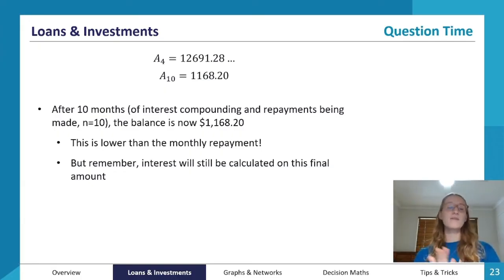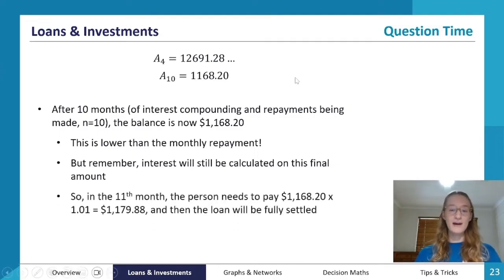But what we actually need to remember to do is apply interest to this final amount, because it's not like the bank's just going to say, oh, don't worry about paying interest on the last one. No, our formula still applies. It's still the amount A11, the amount owing in the 11th month, is still going to be this amount here, multiplied by 1.01, and then take 2,000, except it's not going to be 2,000. It's going to be whatever the amount left owed is. So we've got to make sure that we remember to apply the interest on this final amount.